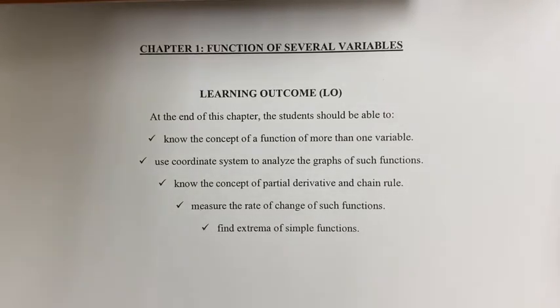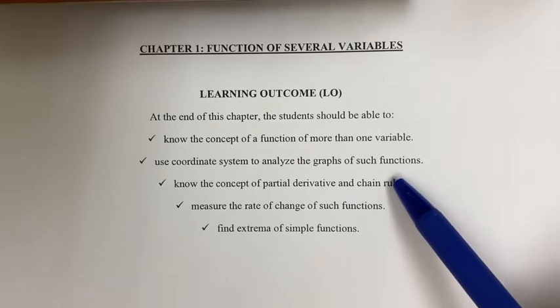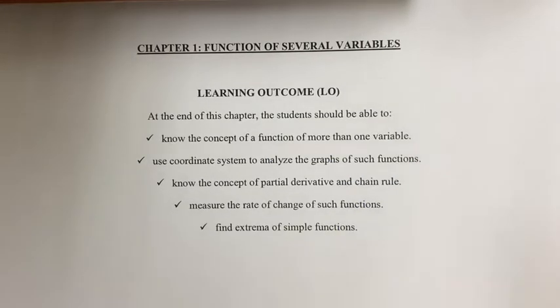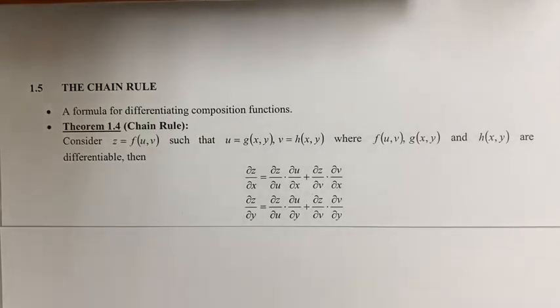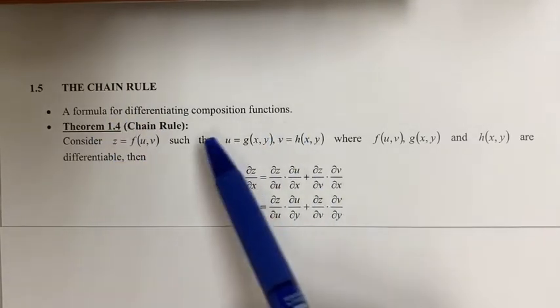So we are still in chapter 1, function of several variables, and for today's video we're gonna cover the third LO. You should know the concept of partial derivative and chain rule. But our focus now is in chain rule. We begin with subtopic 1.5, the chain rule. The chain rule is a formula for differentiating composition function. Let's see theorem 1.4 for chain rule.